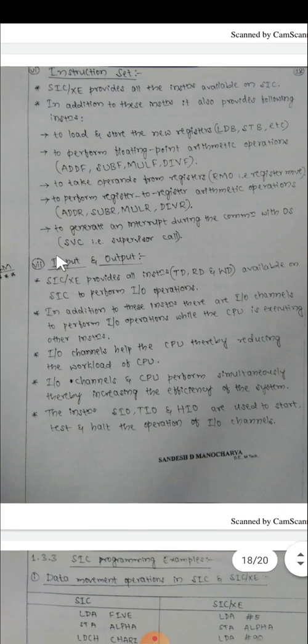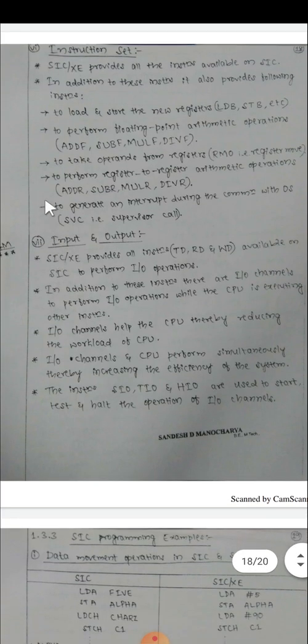Okay, then the sixth part is the instruction set. What instructions are available in SIC/XE machine? SIC/XE provides all instructions available on SIC. In addition to these instructions, it also provides us some following instructions.